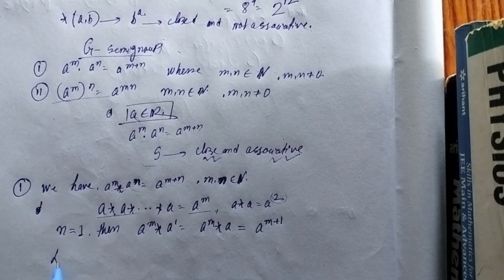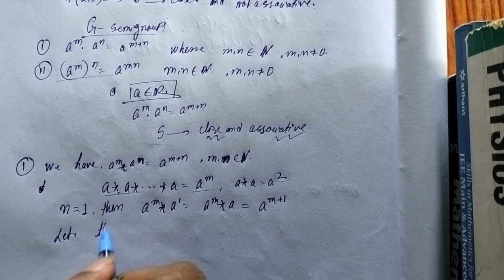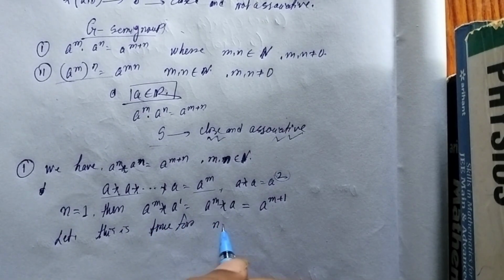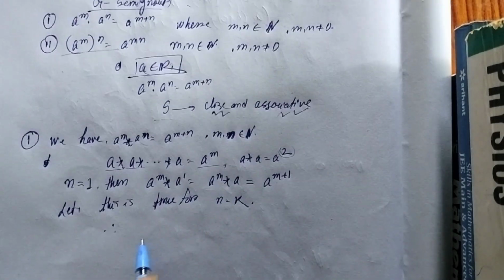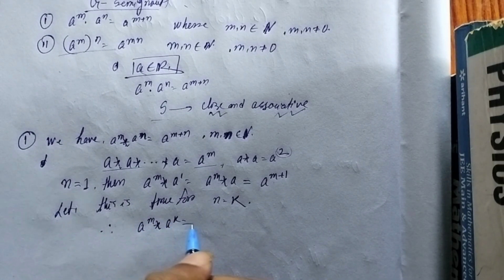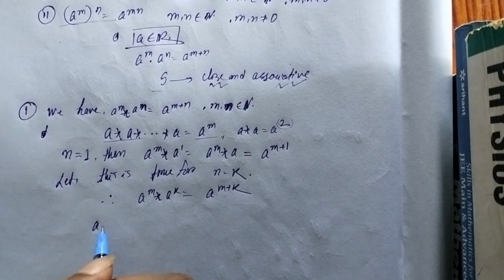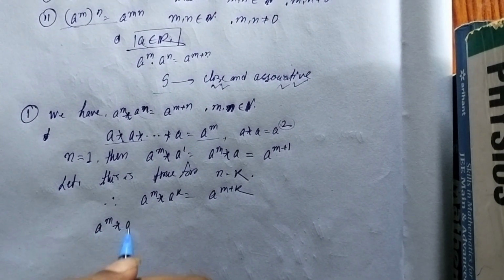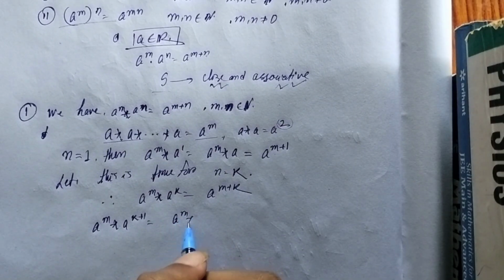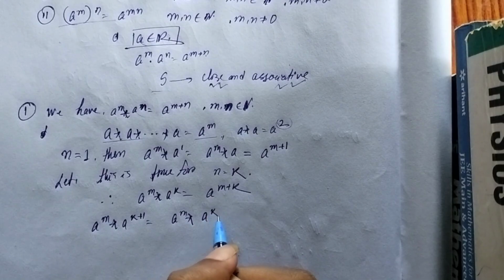Now just like how we do the induction process, this is true for n equal to k, that means we can write it like this: a to the power k, this is true for this, that means a to the power m plus k. Then we have to show that this result is true for k plus 1. So now we can write it like this: a to the power k star a.